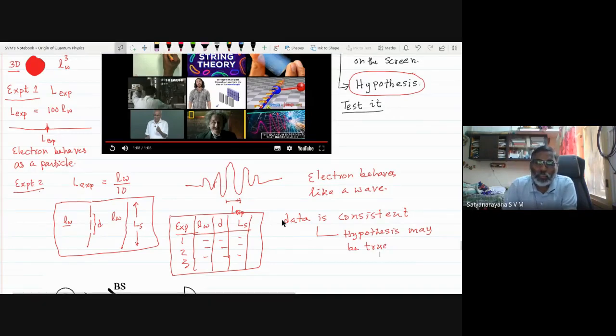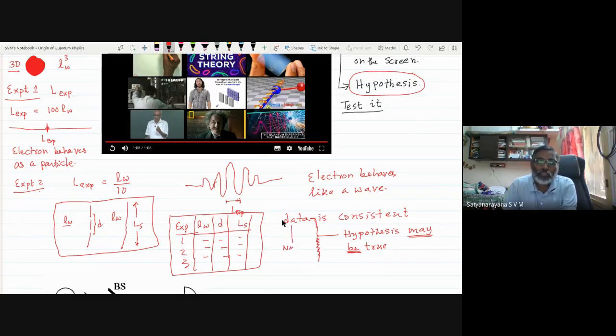Okay, please understand, this is the most important thing of science. We have to say it may be. We cannot say it is true. We can never say that it is true. We can say the hypothesis may be true. And if the data is consistent, then the hypothesis may be true.